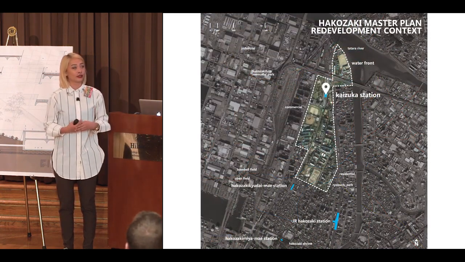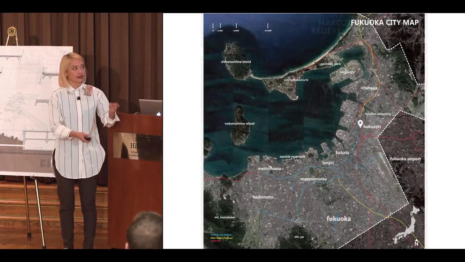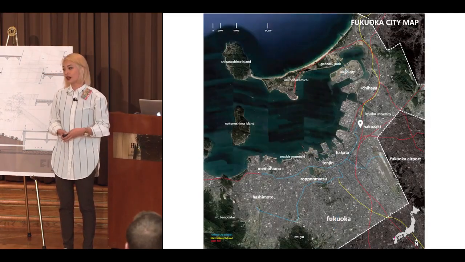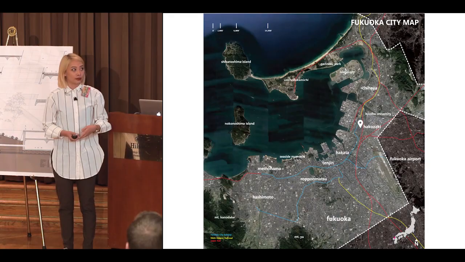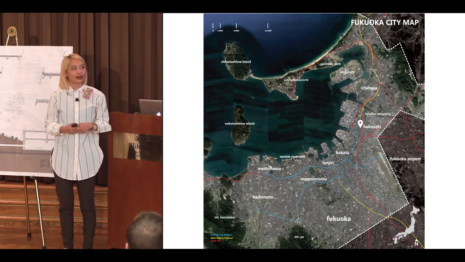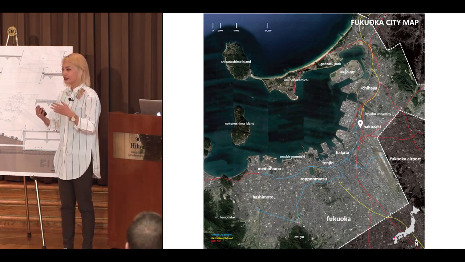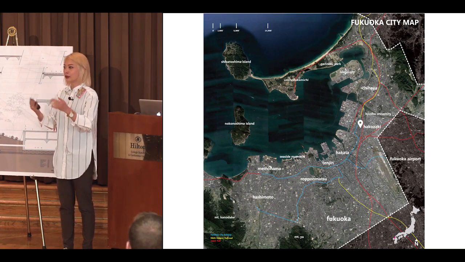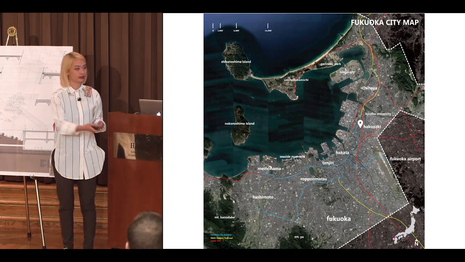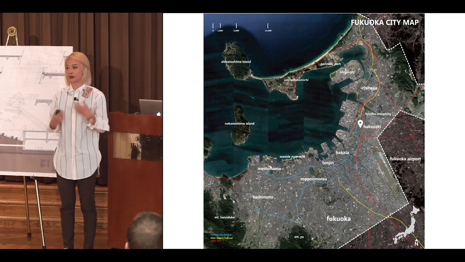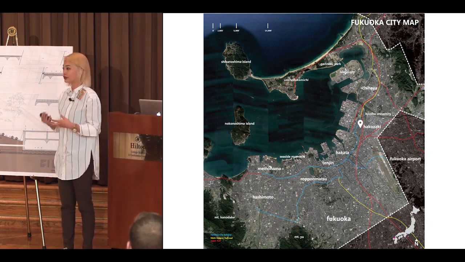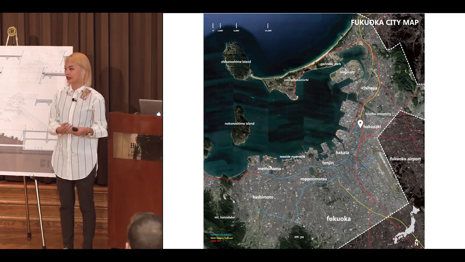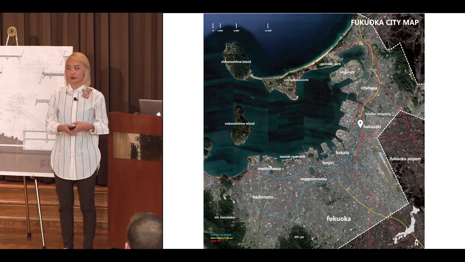Zooming in, let me go back one. The project is located in Hakozaki District, indicated by that little pointer there. What's interesting is you can see the different entities coming together in that one spot, but they never intersect. That makes it a really prime location to become a regional center before reaching the city center itself in Fukuoka.